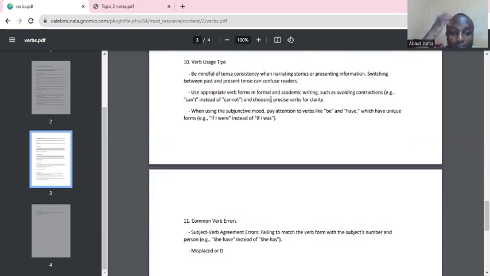And we also have common verb errors. Subject-verb agreement errors: failing to match the verb form with the subject's number and person, e.g., she have instead of she has.